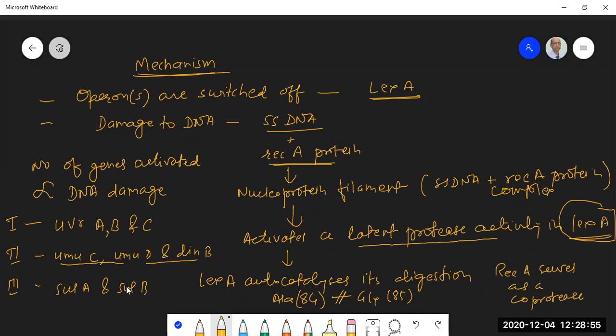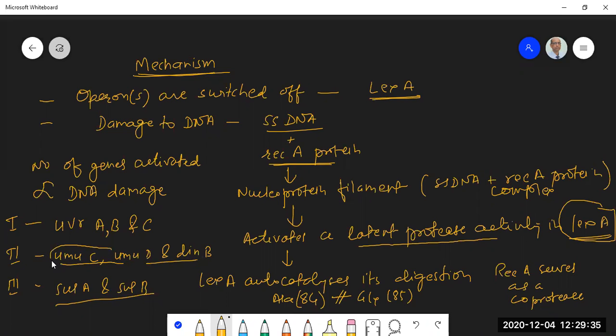genes are activated, because these genes code for proteins which can arrest cell division. So they can delay the division of the cell, right? So genes are activated based on the assessment of DNA damage. Depending upon the assessment, the first set of genes to be activated are UvrABC, and the second set is UmuC, UmuD, and DinB.